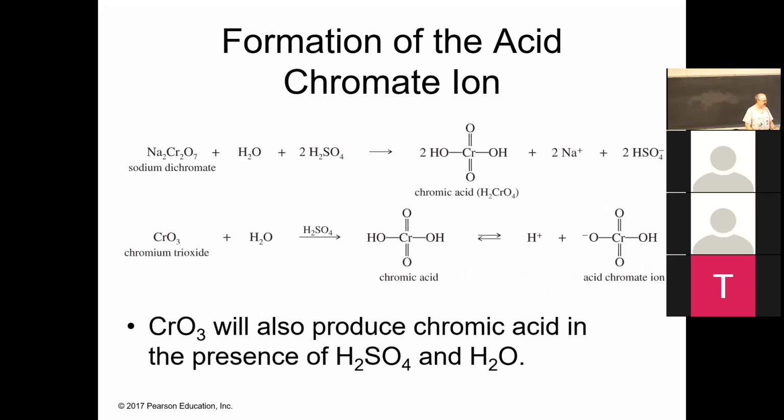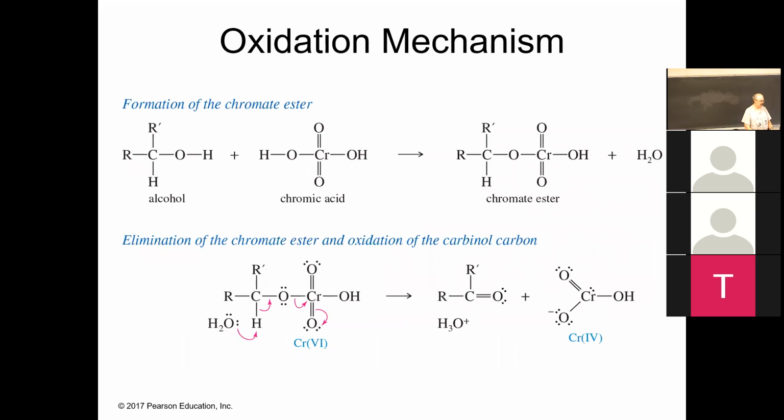Okay, this is the mechanism for formation of the chromate ion. Then the chromate ion forms chromate esters with alcohols. It's right here, this step. This explains why tertiary alcohols are not easily oxidized. They lack a hydrogen at this position. And that goes not just for dichromate, but for other oxidations.